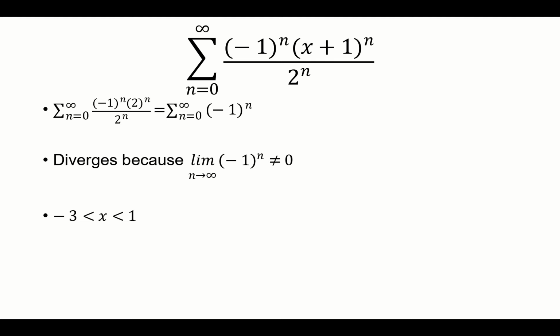And the thing is that this limit doesn't go to 0, because it alternates between 1 and -1. So by the test for divergence, we know that this diverges. So -3 and 1 both diverge. Therefore the interval of convergence is between -3 and 1, not including the endpoints. And that is our final answer.